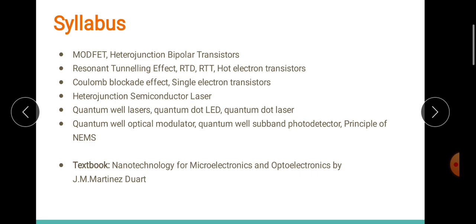Later, we shall see various optical devices based on nanostructures. So again, to cover the syllabus, a major part was done by referring to this textbook, Nanotechnology for Microelectronics and Optoelectronics by J.M. Martinez-Duarte. Let's get started.